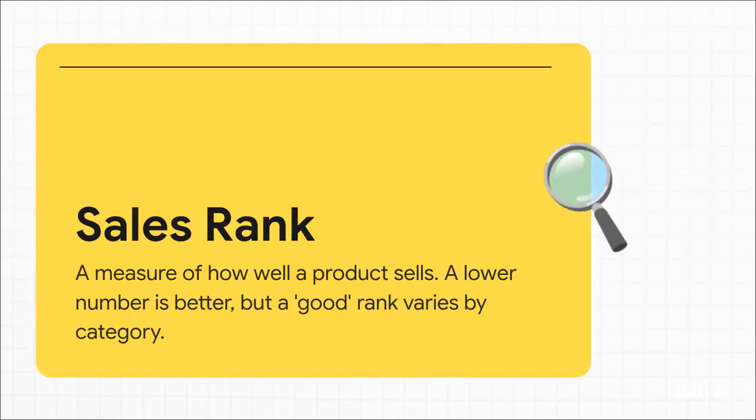So let's quickly talk about sales rank. It's just Amazon's way of showing how well an item is selling compared to other stuff in its category. A lower number is always better, always. But, and this is a really crucial point, a rank of 50,000 in toys and games might be flying off the shelves, selling hundreds a month, while that exact same rank in, say, arts and crafts might barely sell at all. So context is absolutely everything.